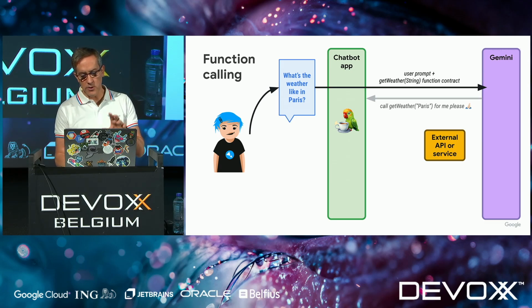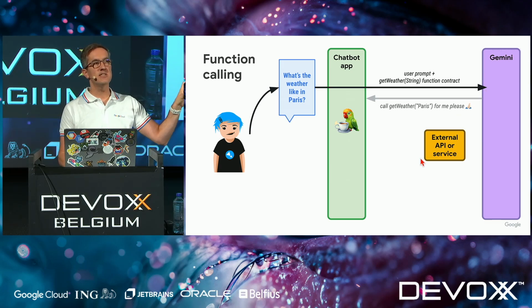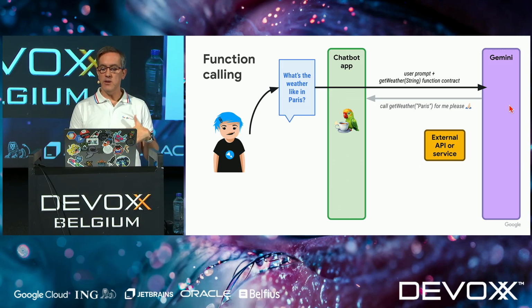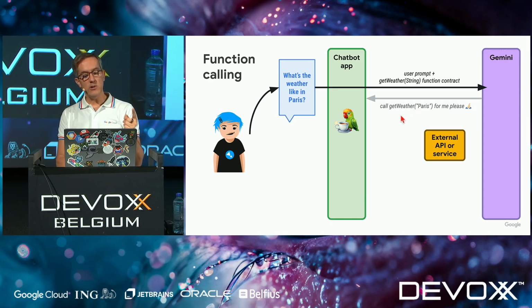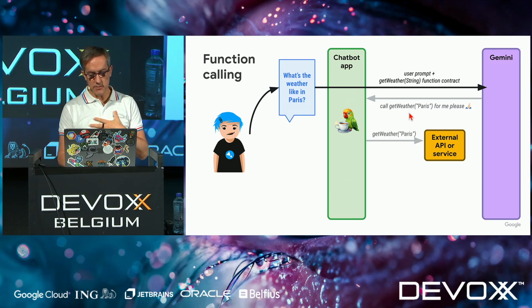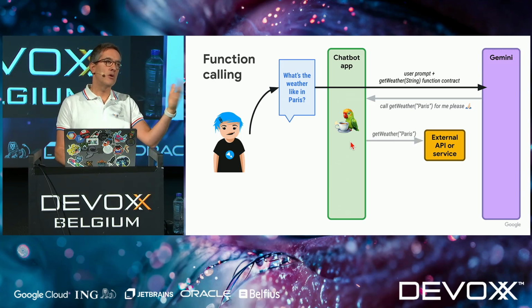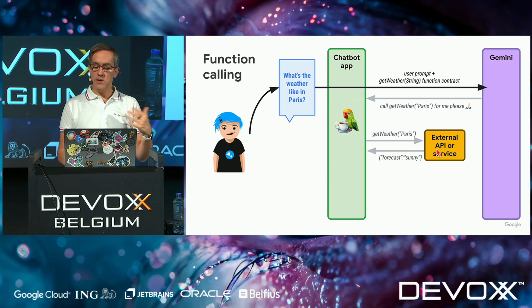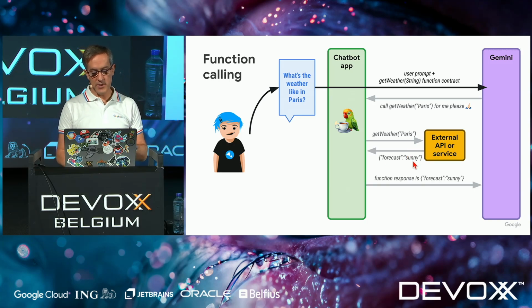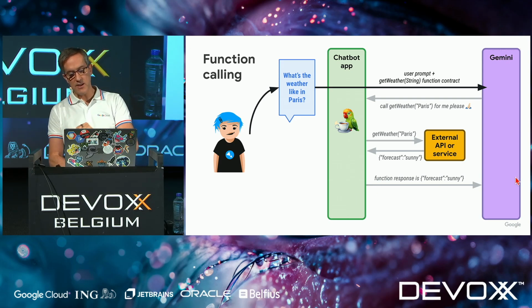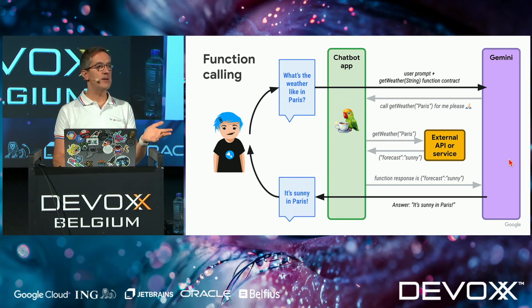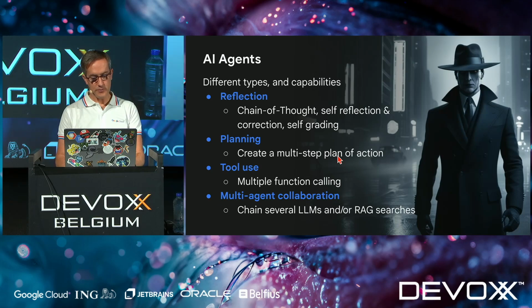So in that case, all the gray stuff happens under the hood. The user doesn't see those exchanges. So Gemini or any LLM model supporting function calling will reply, hey, could you actually call get weather Paris for me, please? And then the chatbot, Langchain4j does this for you automatically, calls the get weather function and calls an external service or something. This service returns forecast sunny. So the chatbot app sends back the response to the model, and the model now is able to say, okay, now I know it's sunny in Paris, and then you pass the information back to the user.